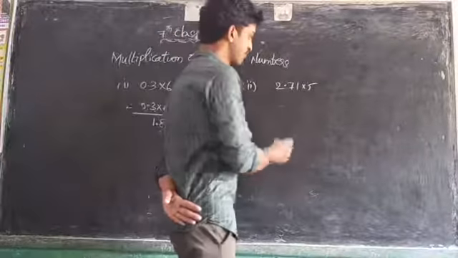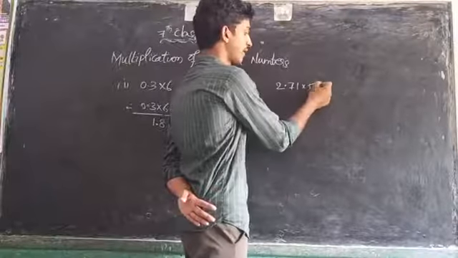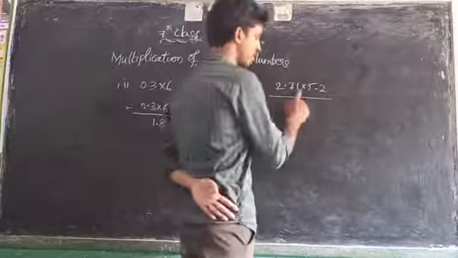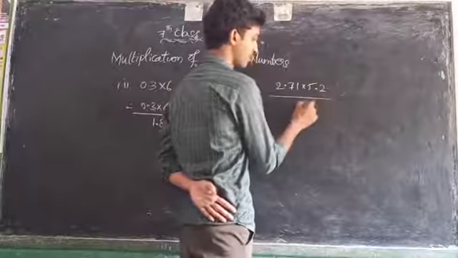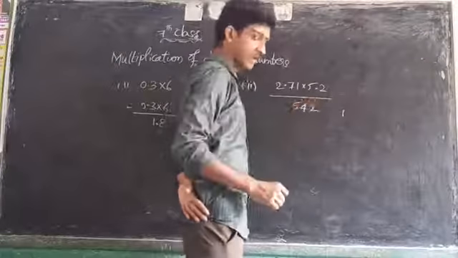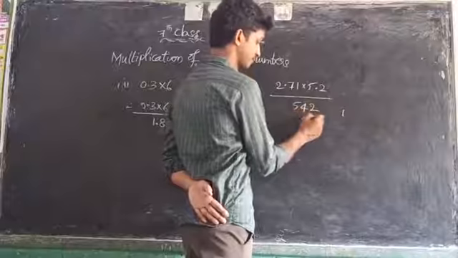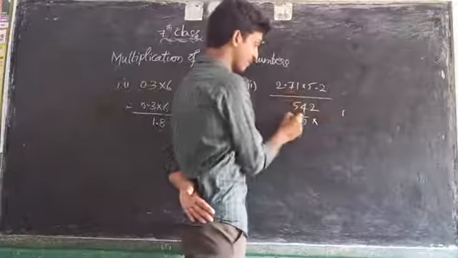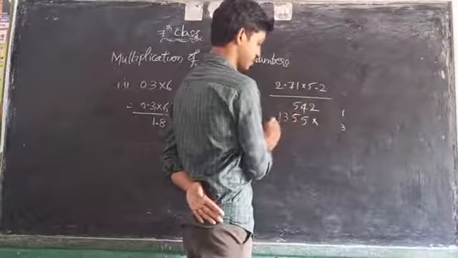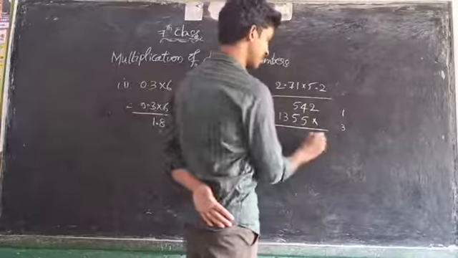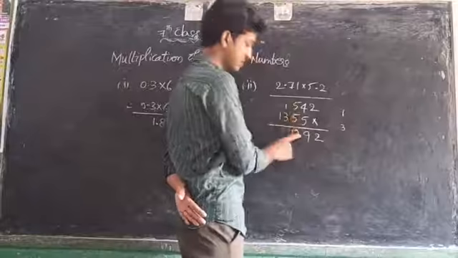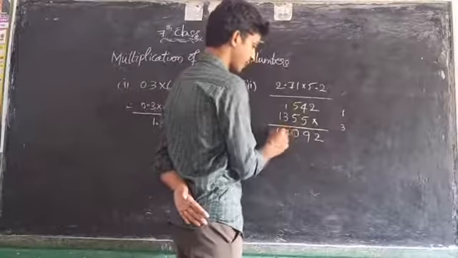Now see here, 2.71 into 5.2. Now multiply these two numbers. 2 1s are 2, 2 into 7 is 14, 2 2s are 4, 4 plus 1 is 5. Okay, 5 1s are 5, 5 7s are 35, 5 2s are 10, 10 plus 3 is 13. Now add these two numbers. 2 here, 4 plus 5 is 9, 5 plus 5 is 10, 0 here, 1 here, 1 plus 3 is 4 and 1 here.